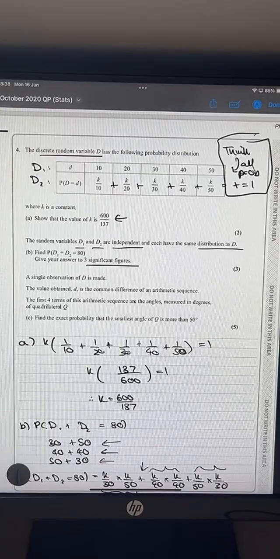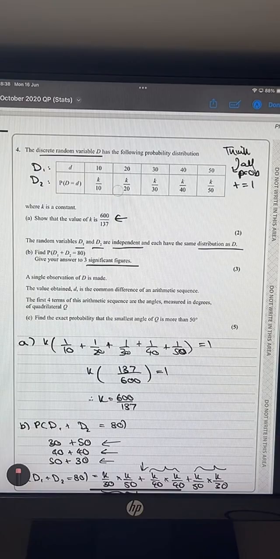Okay, so you see this distribution up here. So this table is my distribution, right? This table can be called D1 as well, and it can also be called D2. This is a probability distribution, but it's one of the weird questions that doesn't really fall into anything we learn. It's just a problem solving one. So I need to find when D1 and D2 add to equal 80. I can select values from here for D1 and the same values for D2, because D2 has the same distribution, and I need to make them equal to 80.